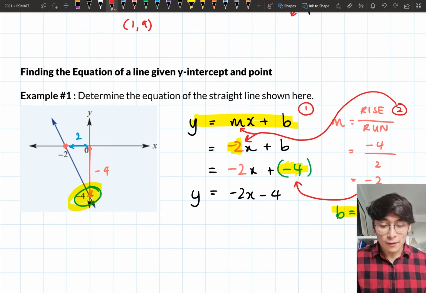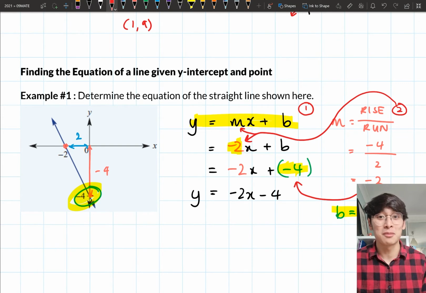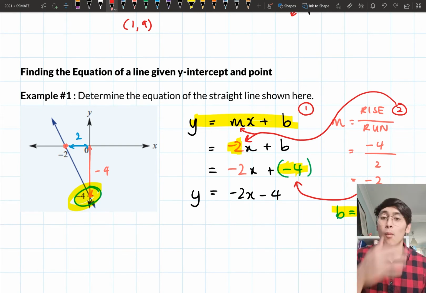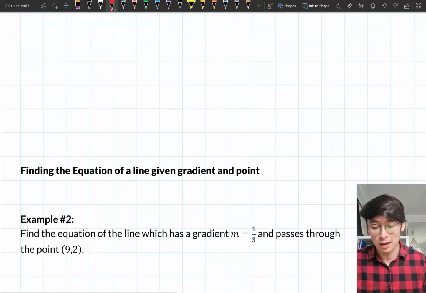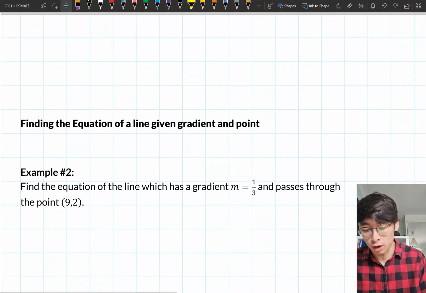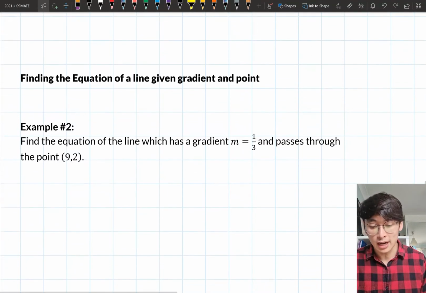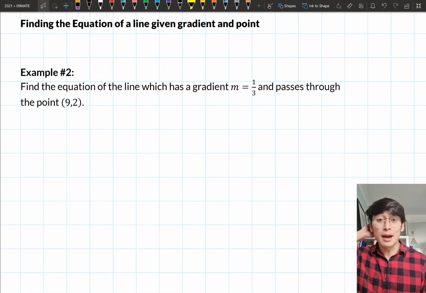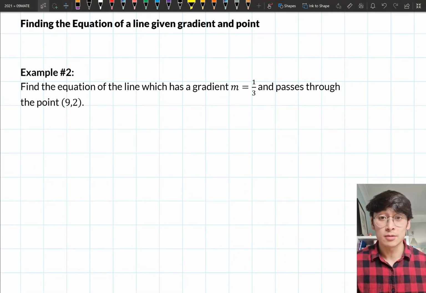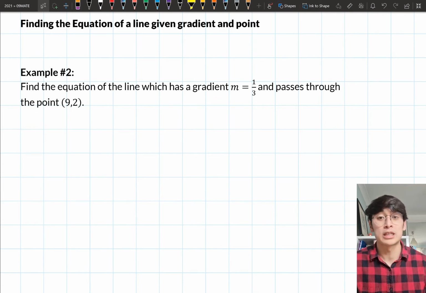Excellent. Let's have a go at another example where we might not be given the y-intercept. For the last example, we got given the y-intercept, which was really great, but sometimes you're not going to be given the y-intercept immediately. So let's have a look at this example over here. Finding the equation of a line given a gradient and a point. For this example, they tell us what the gradient is. And what we need to do is use that gradient and an additional point to help me find my y-intercept, so that value of b. So let's have a look at this example.